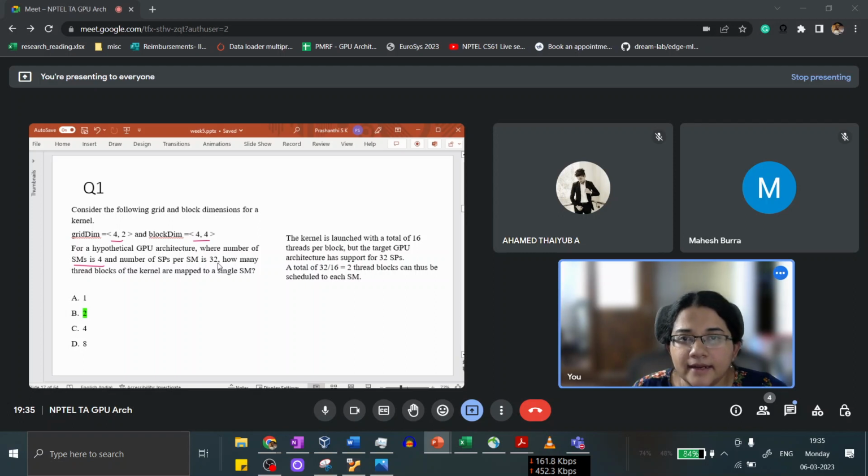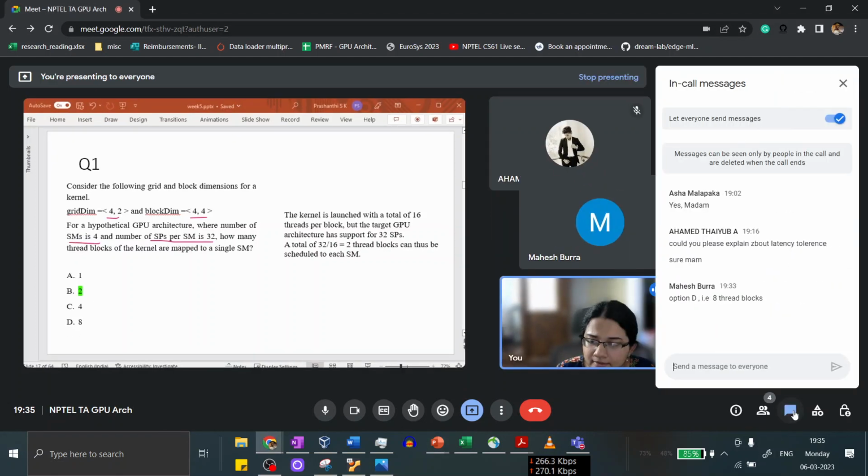And do the SPs align nicely with that? So each block has 16 threads, and the target architecture has 32 SPs per SM. So if you schedule 2 blocks per SM, then the number of threads for those 2 blocks would be 16 into 2, 32. And you can have those 32 threads be split across the 32 SPs. So this gives us the answer, that is 2.